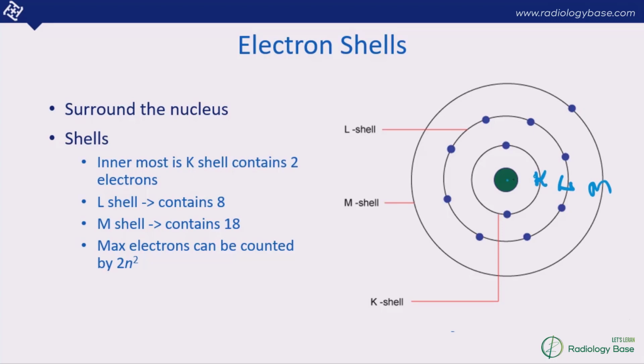What we know so far is that by using this formula 2n square, the K shell can contain a maximum of 2 electrons, whereas the L shell can contain 8 and the M shell can contain 18 electrons. And the first shell which is going to be filled is going to be the K, then L, then M, and in this way the electron shells will be filled depending on the number of electrons that element is supposed to contain.